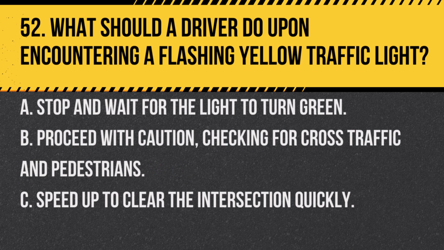Question 52. What should a driver do upon encountering a flashing yellow traffic light? A. Stop and wait for the light to turn green. B. Proceed with caution, checking for cross traffic and pedestrians. C. Speed up to clear the intersection quickly. Answer B. Proceed with caution, checking for cross traffic and pedestrians. A flashing yellow light signals the driver to be alert and cautious, but does not require a stop.